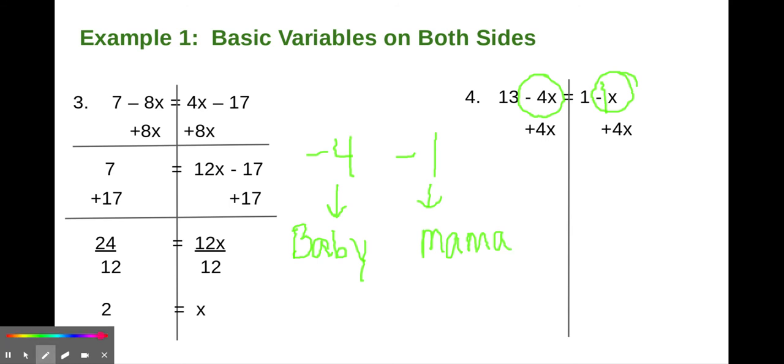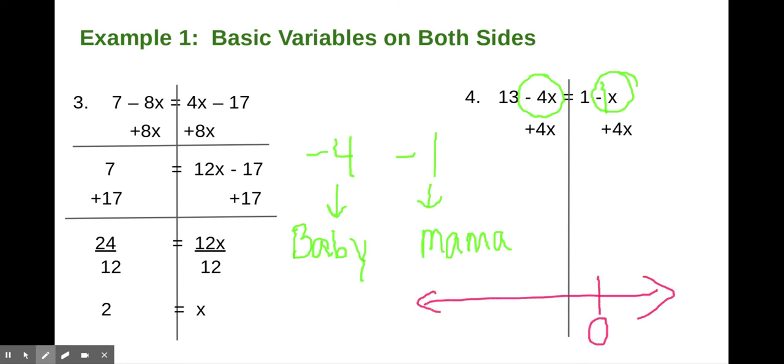Well, if you think about a number line, okay, think about a number line. Here's 0. And then you have -1, -2, -3, -4, right? Well, the closer you are to 0, the higher the number is. The further away you are from 0, the smaller the number is. So -4 here is further away, which means that's smaller than that -1.